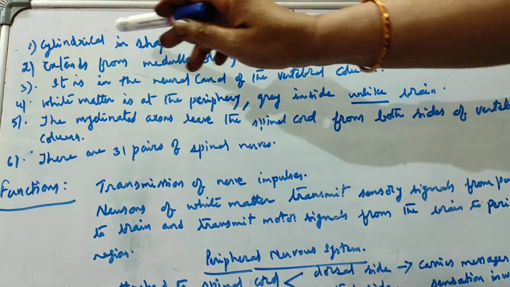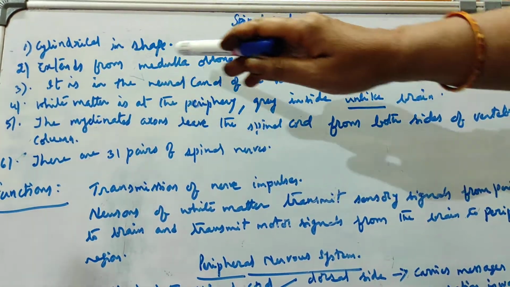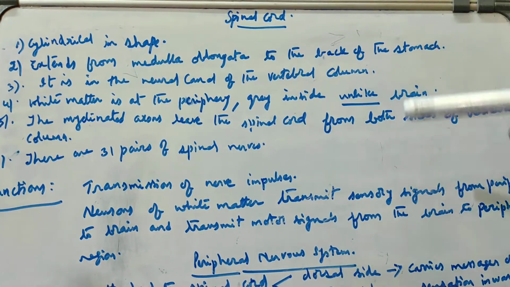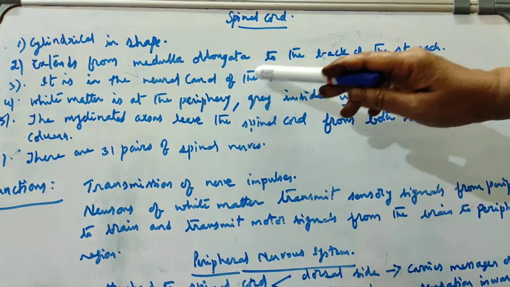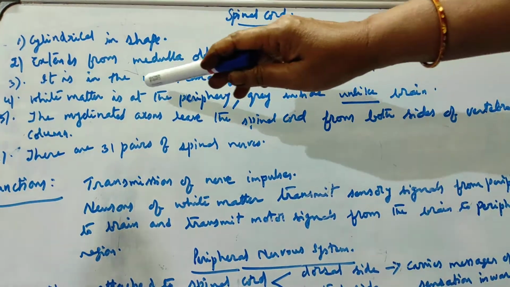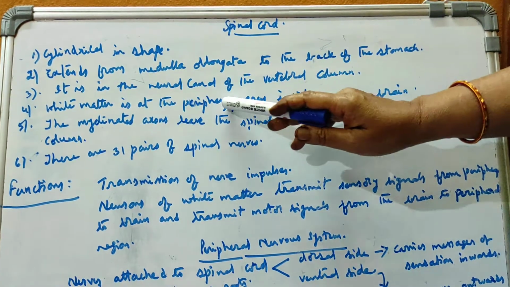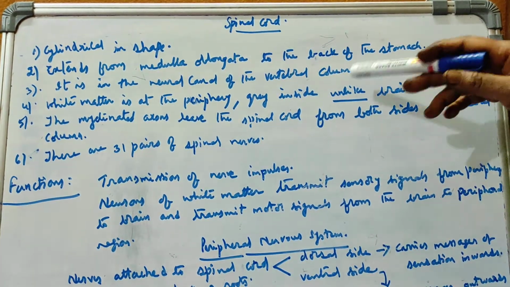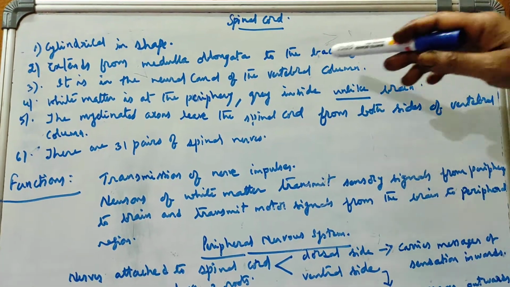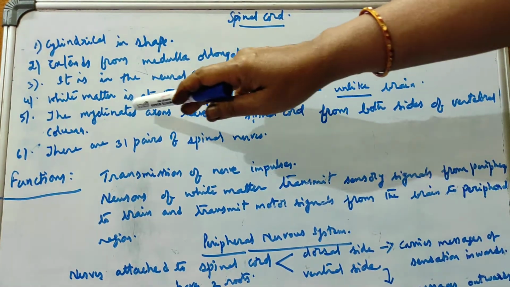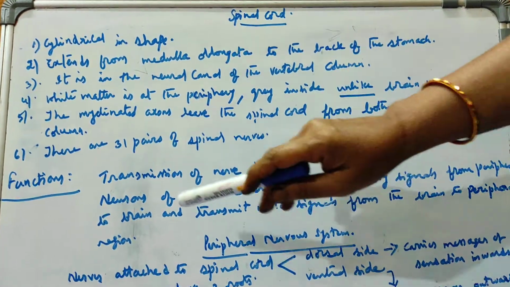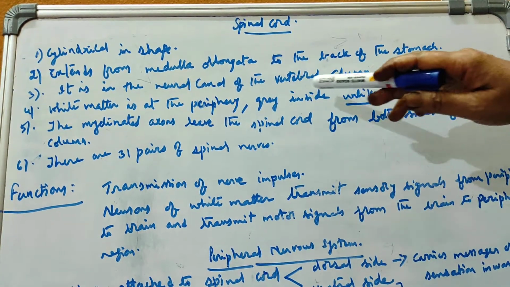The spinal cord is cylindrical in shape and extends from the medulla oblongata to the back of the stomach, and it is in the neural canal of the vertebral column. In the spinal cord, white matter is at the periphery and grey matter is inside, unlike the brain. In the brain, grey matter is outside and white matter is inside, whereas in the spinal cord, white matter is at the periphery and grey matter is inside.